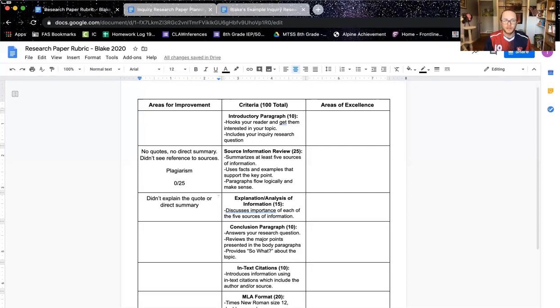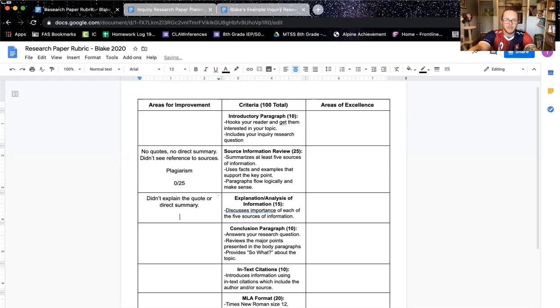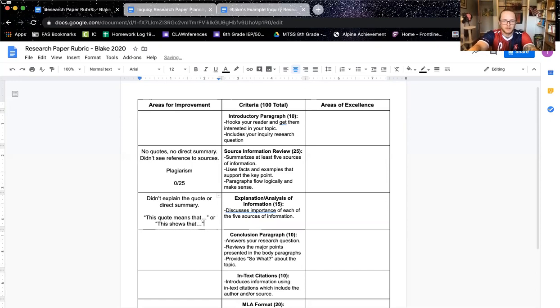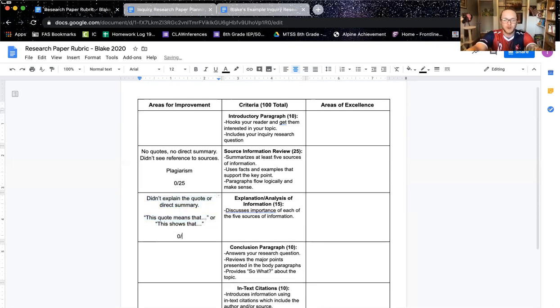Now, if you didn't include the specific information, then you didn't really explain it. What I'm looking for in this explanation or analysis is going to be a "this quote means that." Or you could have said, "this shows that." These kind of sentence starters show your analysis of this information. You need to be showing me some creative thinking about these quotes. But if you didn't use quotes or a direct summary or a reference to these sources, then you couldn't have explained the quotes or the direct sources. So that means that you would have earned 0 out of 15. So we're starting to see a snowball effect. If you didn't have this, then you can't have had points for the explanation.